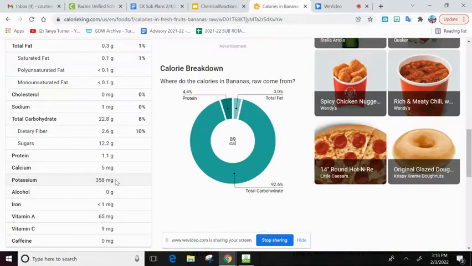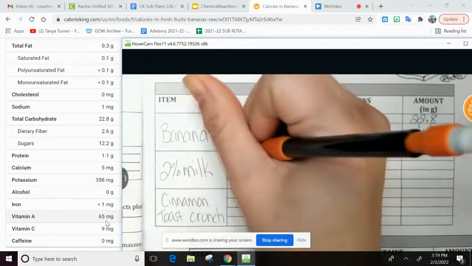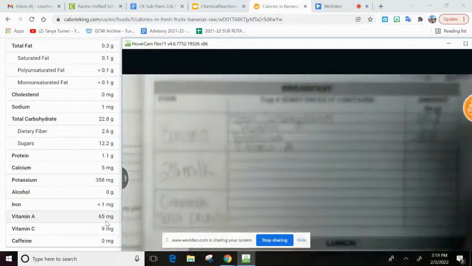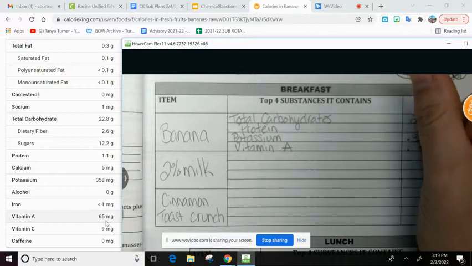And then I'm just checking to make sure, but the last one that it's made up of is vitamin A. That's our next biggest whole number at 65 milligrams. So again, we're going to have to move the decimal when we write it out. So vitamin A at 0.065 grams. So that is how you complete it.